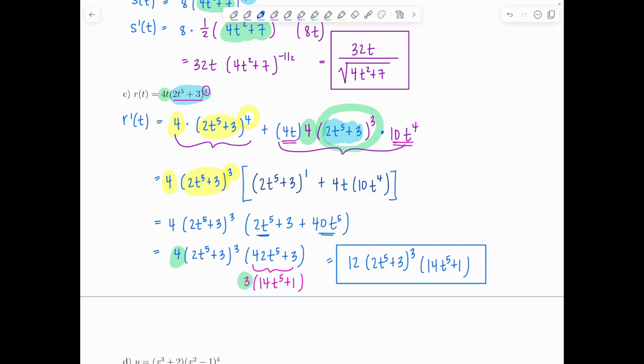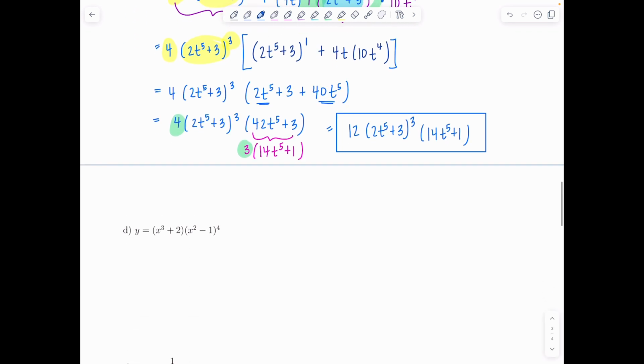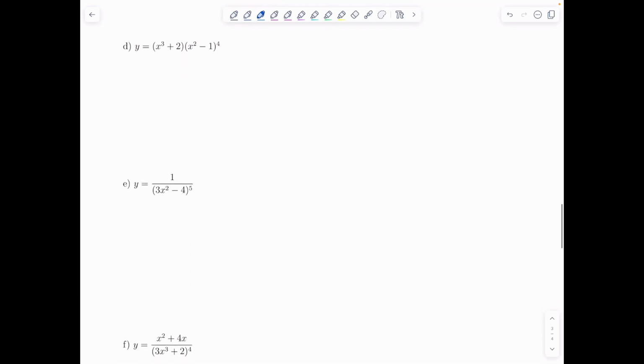Okay, let's try another product rule with chain rule. Things are getting spicier, I know. Example D, we have y equals x cubed plus 2 times x squared minus 1 to the 4th. I think you guys should try pausing the video and do this one on your own, okay? Did you try it? Here we go.